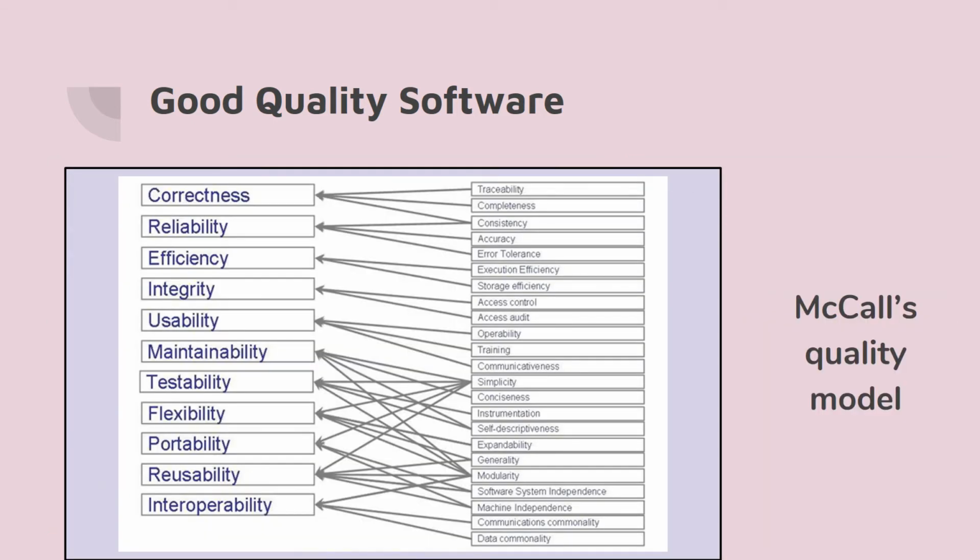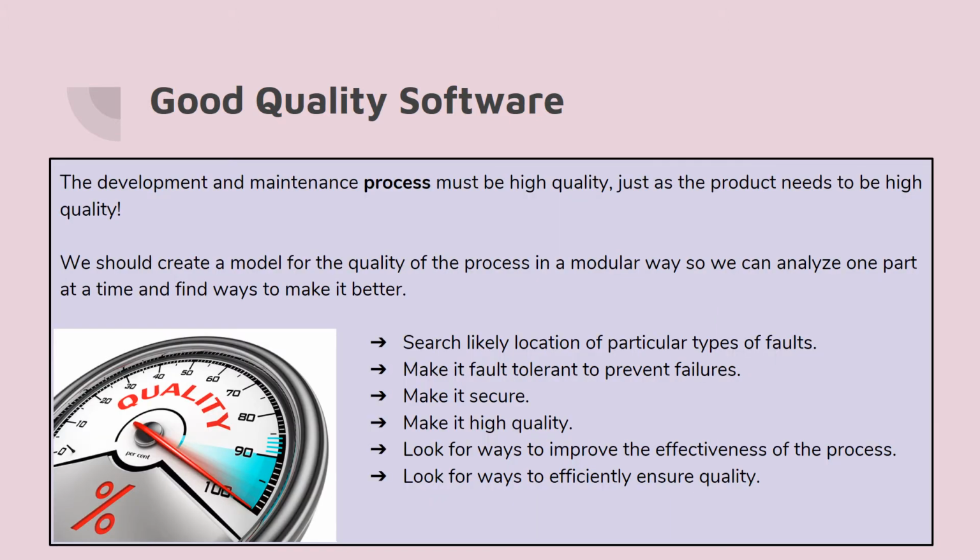So here's McCall's quality model. For example, simplicity, conciseness, self-descriptiveness, and modularity are all a subset of maintainability. If you meet the quality requirements of all the subcategories, then you can meet the overall quality of the software. Just as the product itself needs to be high quality, the actual development process and maintenance process should also be high quality. We can follow one of the existing quality models, such as McCall's, or we could create our own.